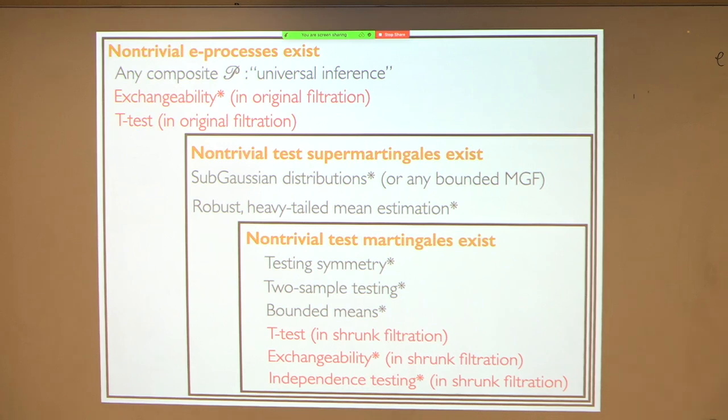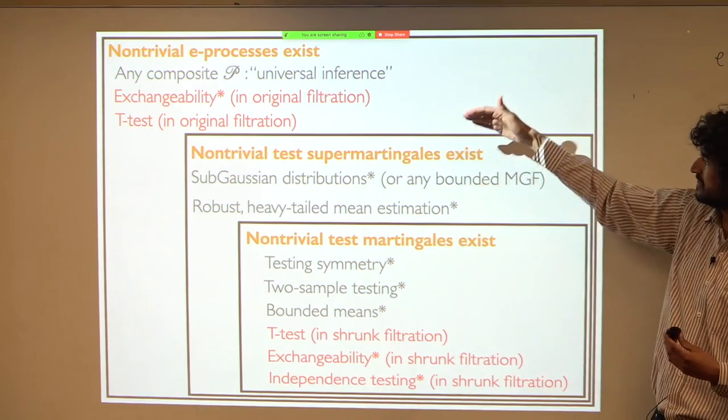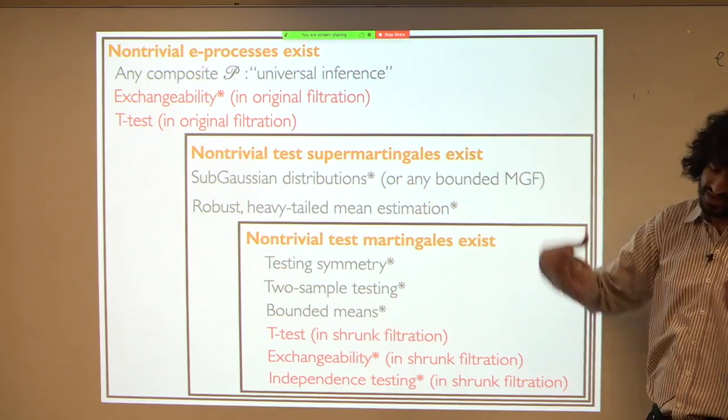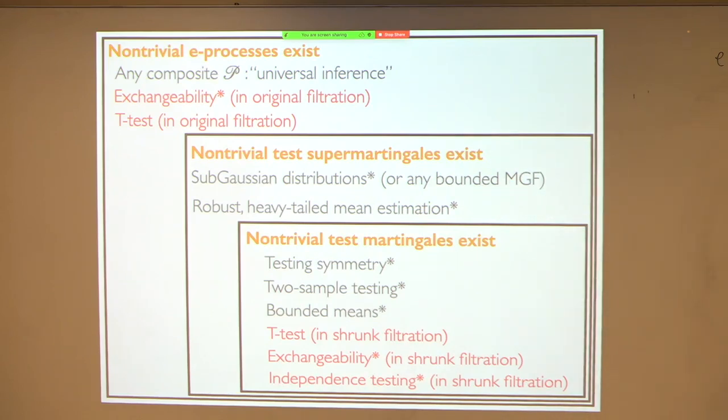And I think making a complete story of this is still open, meaning we don't fully understand why this separation occurs. There's something called fork convexity, which is a geometric characterization which separates these things. For example, if you have a fork-convex null hypothesis, then test supermartingales could exist. But we don't have a full story yet. So in the coming years, I'm hoping to study that full story.